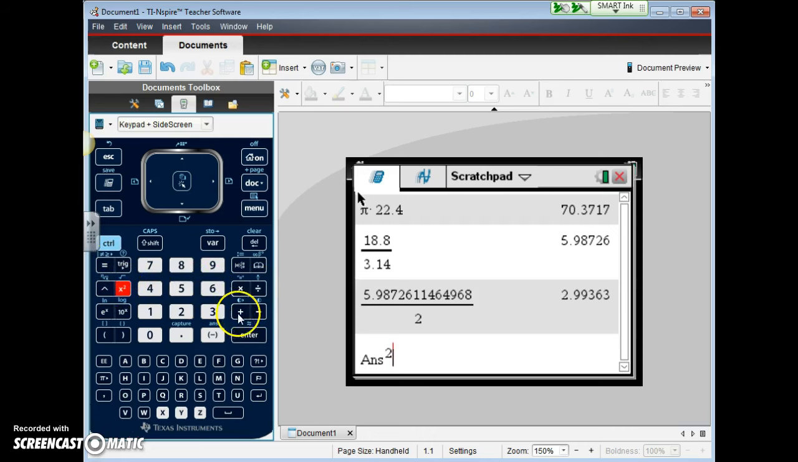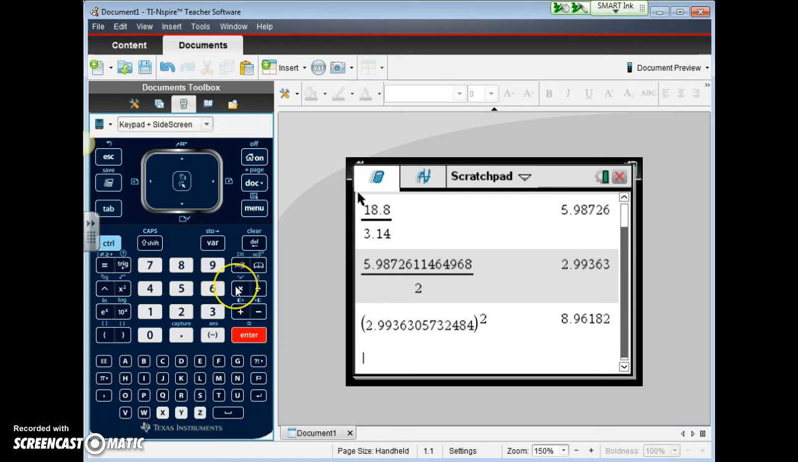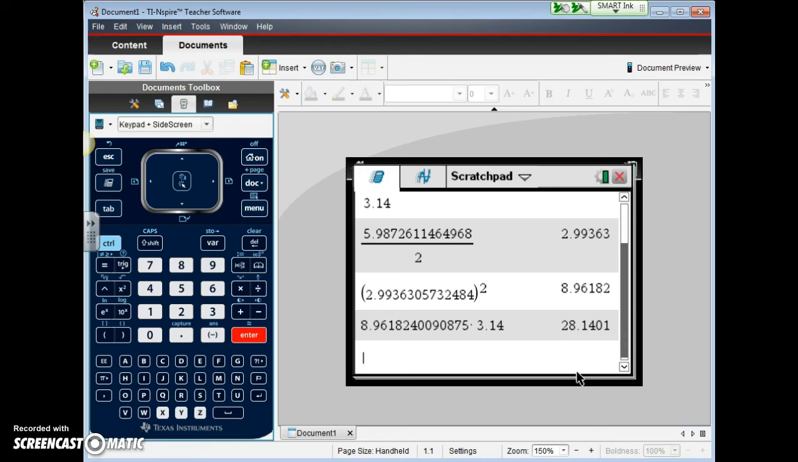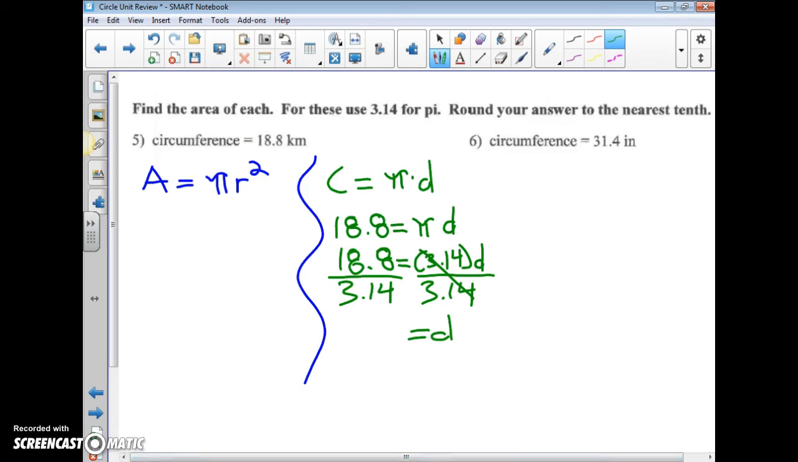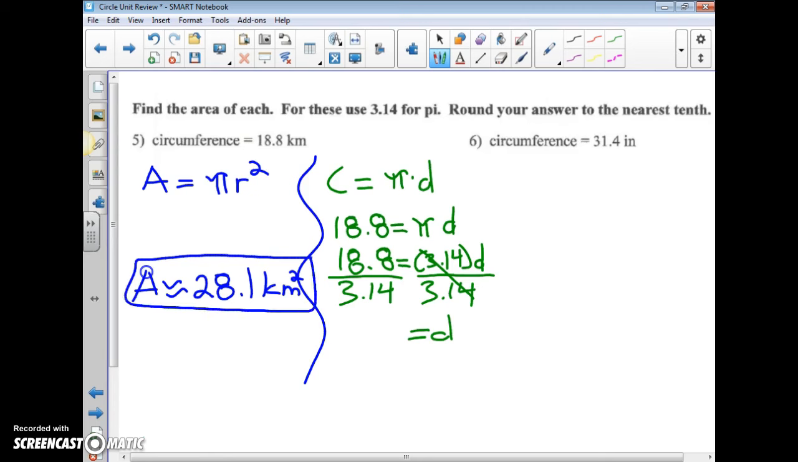So I'm going to take that number and square it. So there's my radius squared, and then I'm going to multiply it by 3.14. And it's better doing it this way, because first of all, who wants to write all this down? Secondly, it's better than rounding throughout the problem. You don't want to round until the very end. All right? So again, looking at my final answer for this, 28.1, since I'm rounding to the tenths. Please do not forget your units of measure, square kilometers.